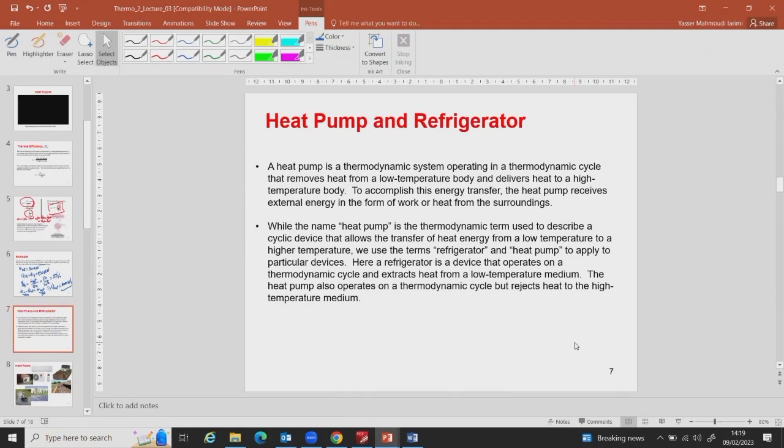Now, let me ask you a question before I get to this point. You know that naturally, heat is transferred from a high temperature source, reservoir or medium to a low temperature medium, right? Can you give me an example where we have the other way around, where heat is transferred from a low temperature medium to a high temperature medium?